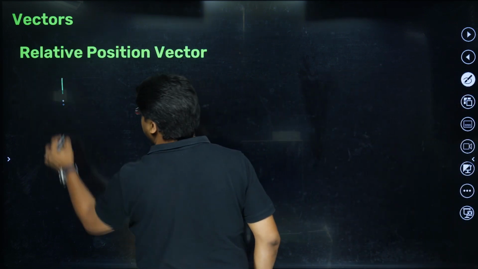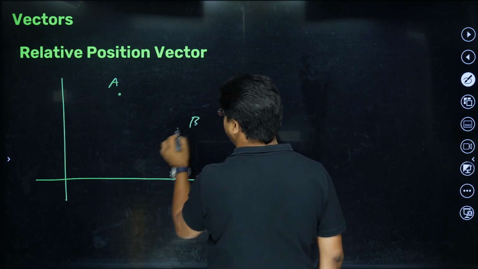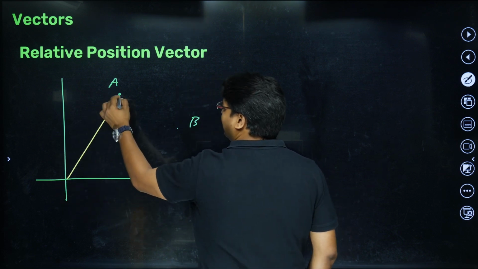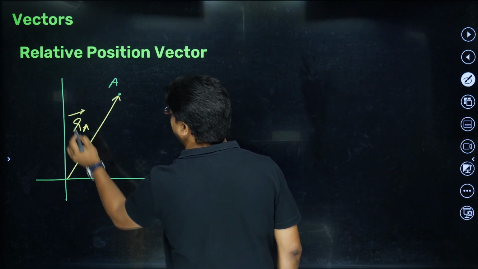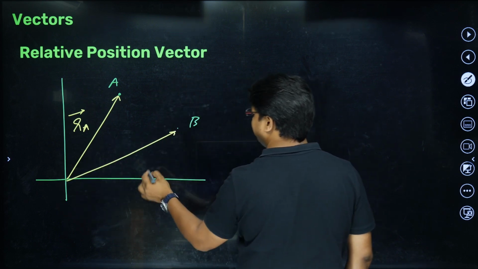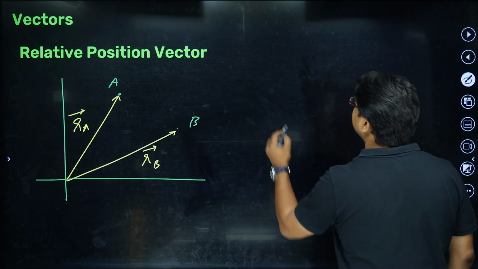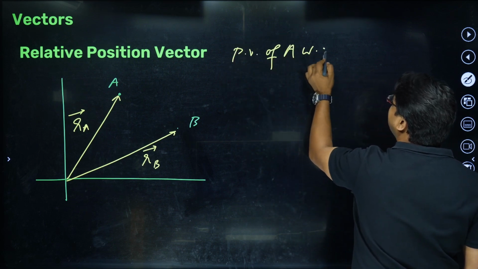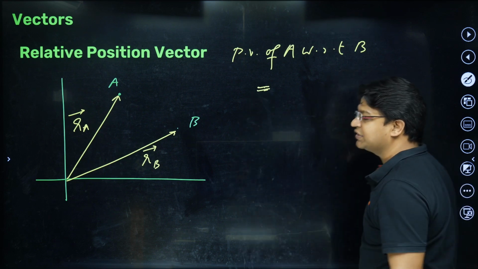So let's say we have two points, point A and point B. A vector connecting the origin to point A will be called the position vector of A. The vector connecting the origin with B will be called the RB vector, that is the position vector of B. Now, if I want to talk about the position vector of A with respect to B.